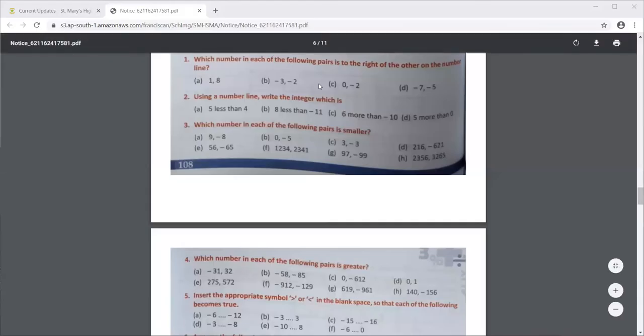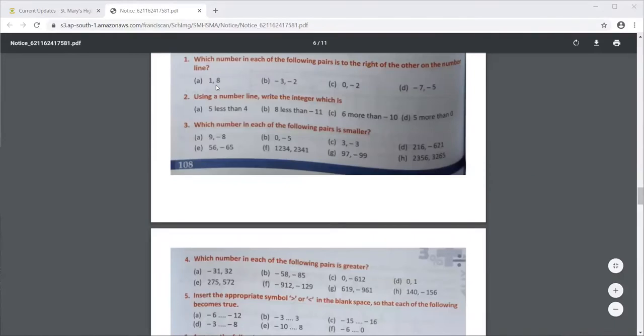So look at exercise 6.3. Which number in each of the following pairs is to the right of the other on the number line? I read again. Which number in each of the following pairs is to the right of the other on the number line? Means in दोनों में से कौन सा number right side में आएगा? You need to say that.